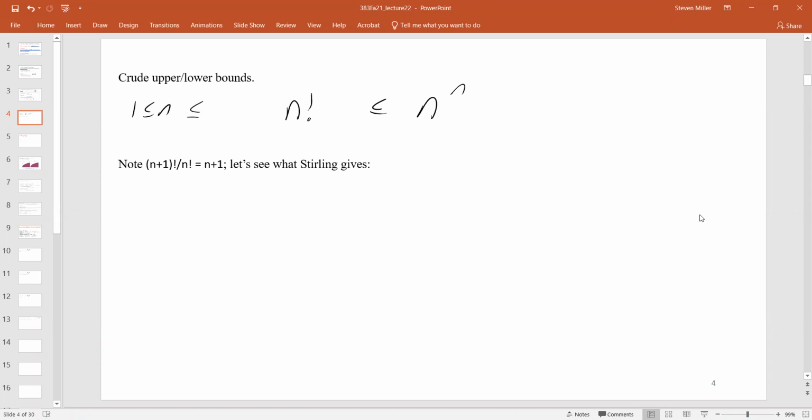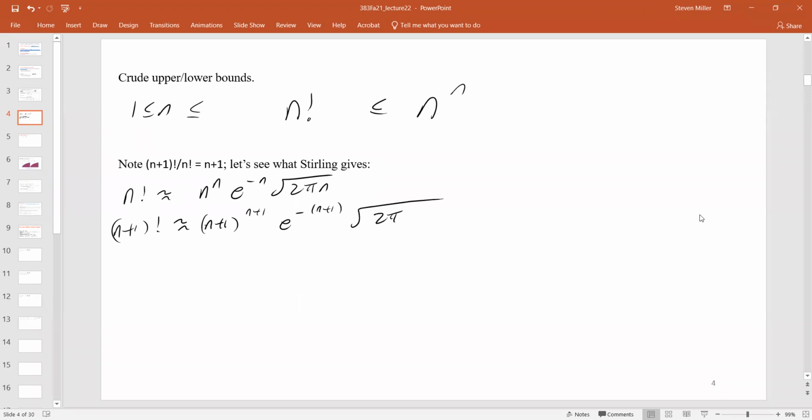Whenever you see a formula, you always want to check and see, is this reasonable? Well, we know n plus 1 factorial over n factorial is just n plus 1. So we can see, is Stirling reasonable? So let's try approximating n factorial is about n to the n, e to the minus n square root of 2 pi n. N plus 1 factorial would be approximately n plus 1 to the n plus 1, e to the negative n plus 1, square root of 2 pi n plus 1.